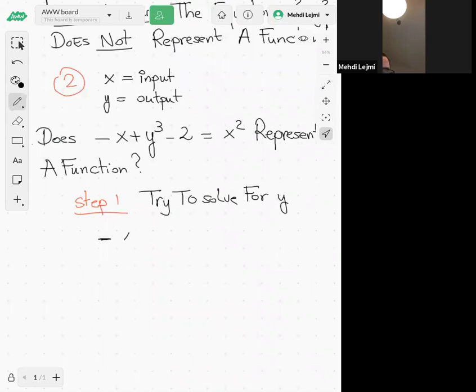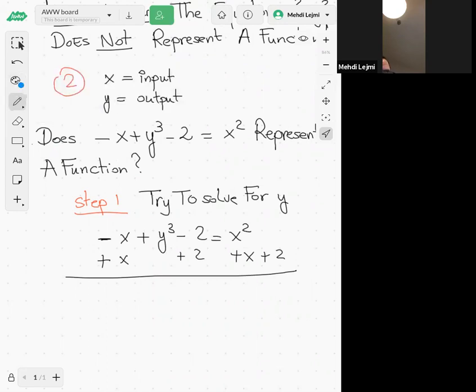So here's my x minus x, sorry, plus y cubed minus 2 equal to x squared. As I said, we need to solve for y. So add x to both sides, and add 2 to both sides. The minus x plus x and the minus 2 plus 2 cancel out, so this is just y cubed now on the left side. On the right side, we have x squared plus x plus 2.